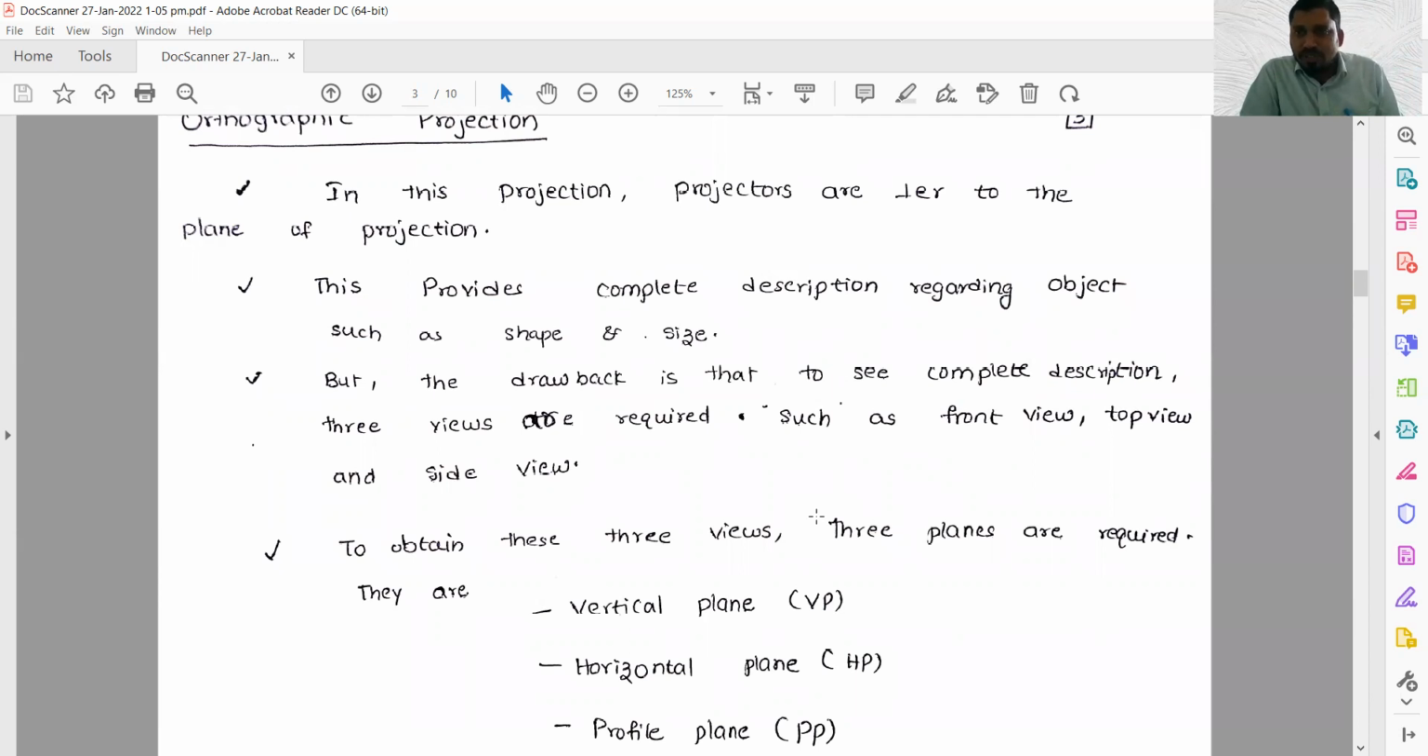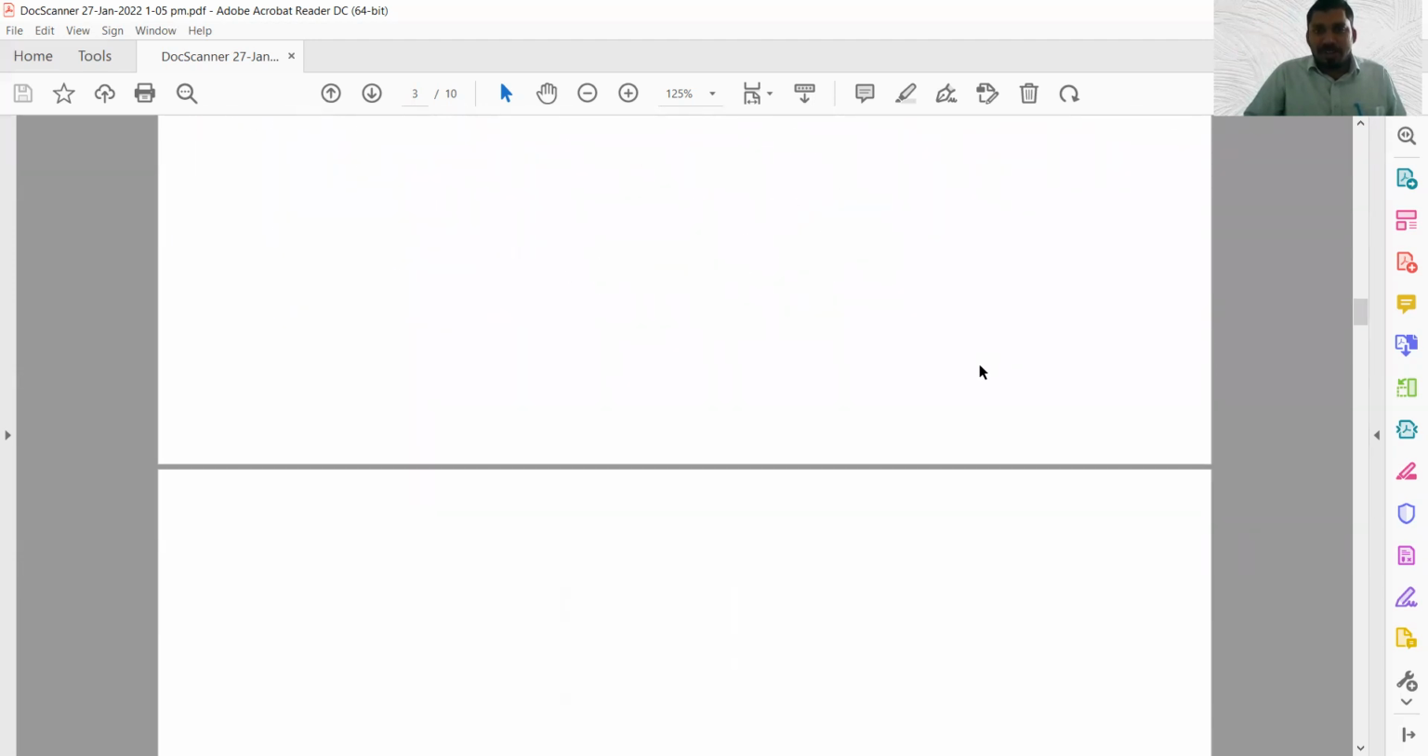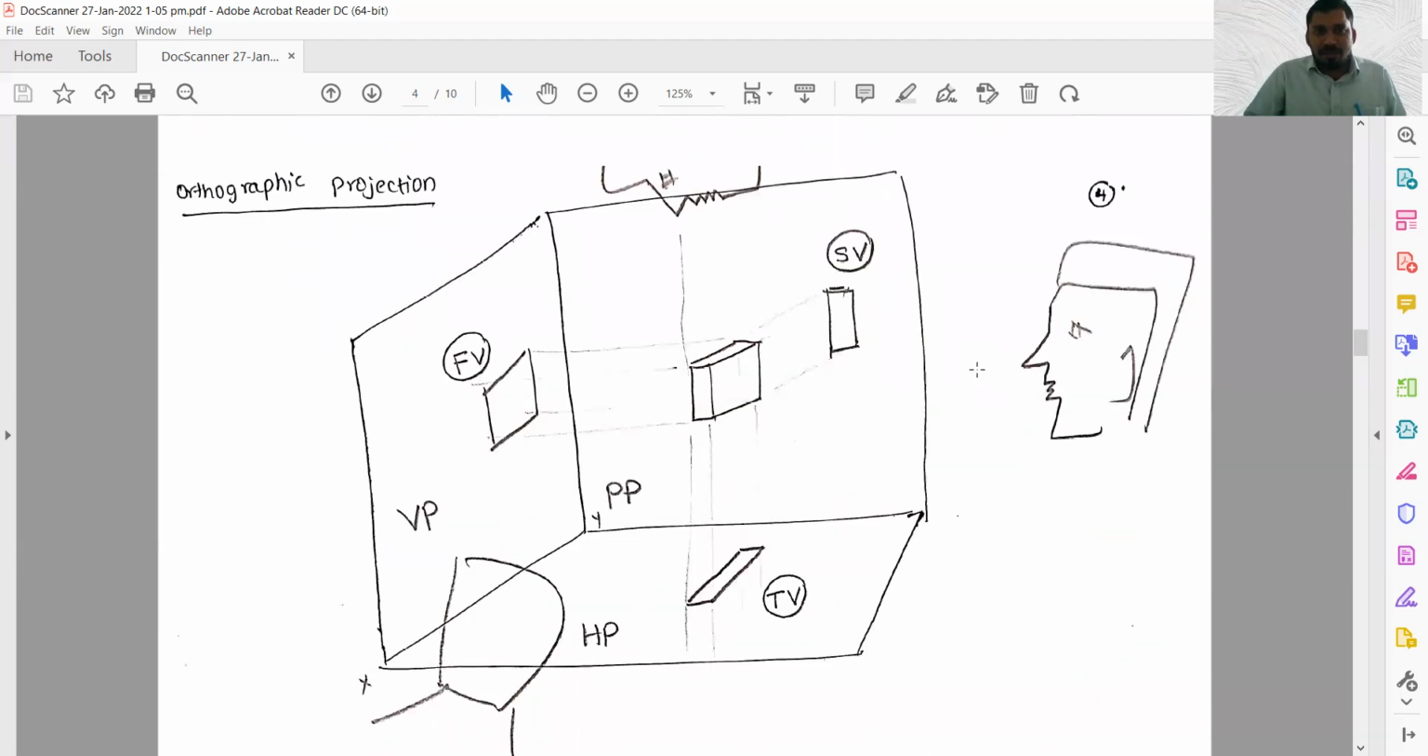So the vertical plane view is called the front view, generally denoted as FV. The horizontal plane view is called the top view, TV. The profile plane view is called the side view, SV. So these 3 views are very, very important, and these 3 are a must for understanding the object description in orthographic projection. I will tell you what these 3 planes are in the next diagram.